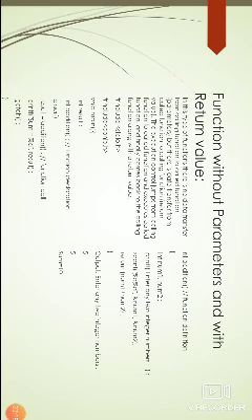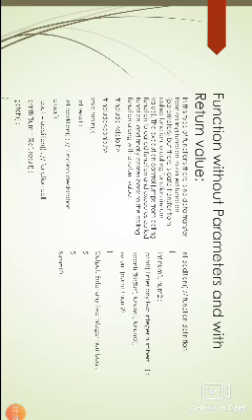So next one is function without parameters and with return value. In this type of function, there is no data transfer from the calling function to the called function, that is, no parameters, but there is data transfer from the called function to the calling function, that is the return value. So the execution control jumps from the calling function to the called function, executes it, and finally comes back to the calling function along with the return value.